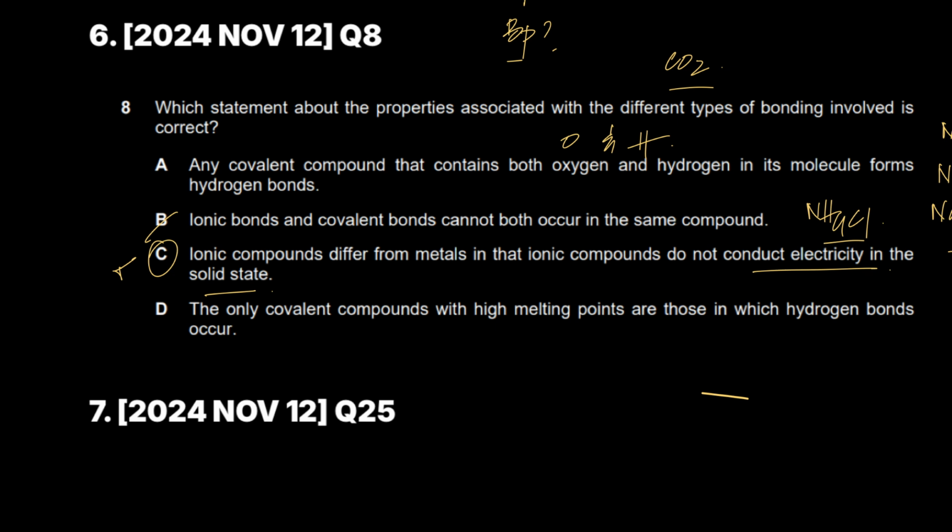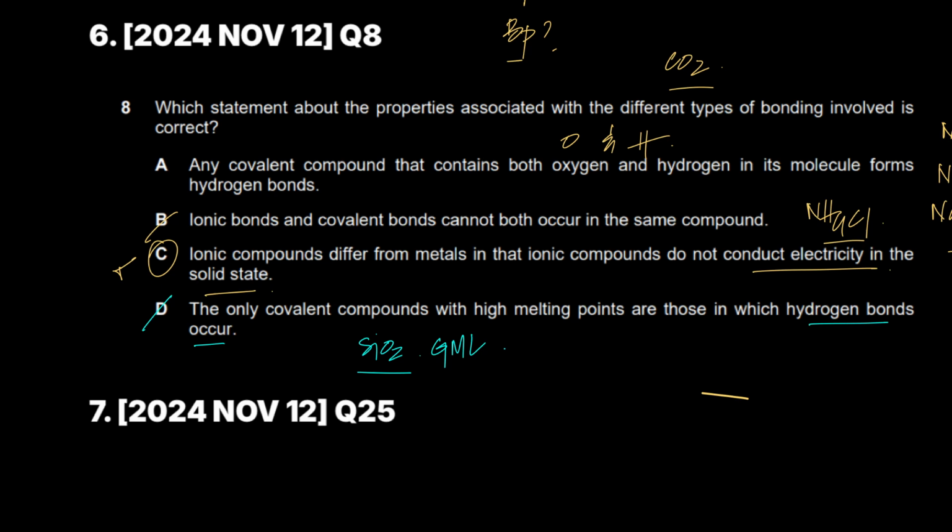D: The only covalent compounds with high melting points are those in which hydrogen bonds occur. SiO2 is a covalent compound and it has a high melting point and a high boiling point, because there are no hydrogen bonds here, but it's a giant molecular lattice. So that's also absolutely incorrect. Now, why is A incorrect? What's the problem with A?